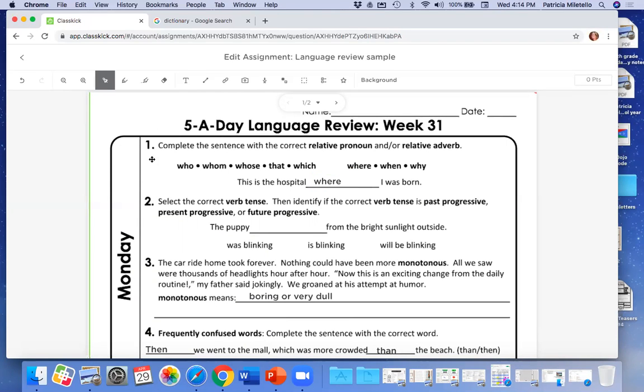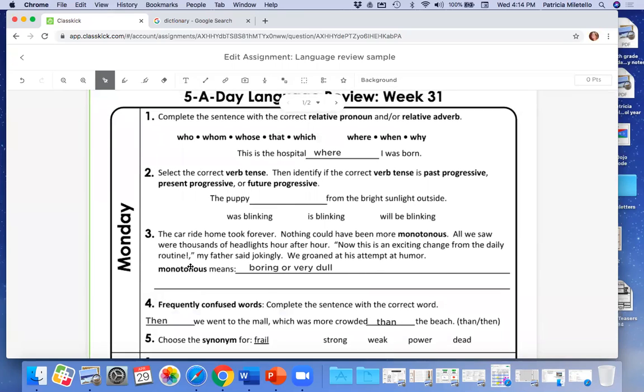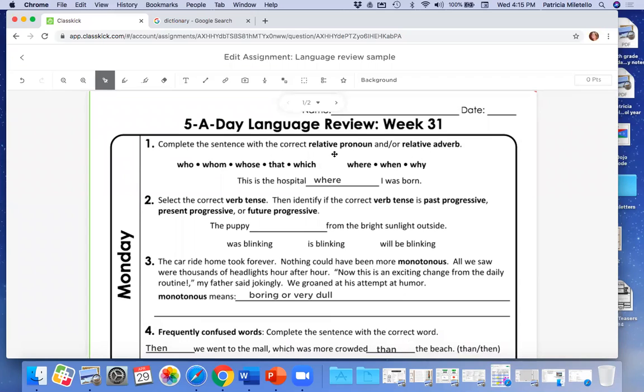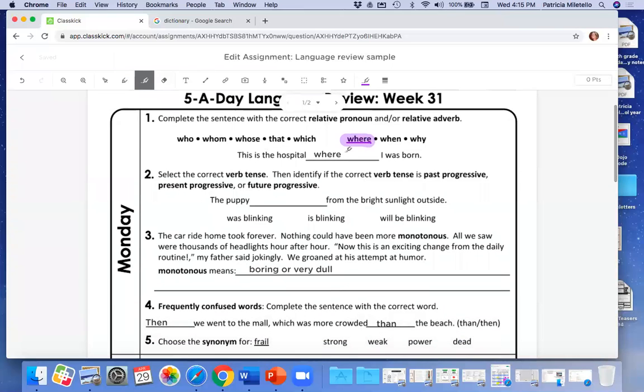So on Monday, the first 5 questions always follow the same procedure. They always ask the same type of question. Just the words or the sentences that they ask you about are going to be different each time. So when you do number 1, it says to complete this sentence with a correct relative pronoun or relative adverb. They give you the relative pronouns and the relative adverbs here, so you just have to fill in the blank for the one that makes sense. Or another option would be to underline or highlight the correct version of that relative pronoun or relative adverb. So that's how you do number 1.